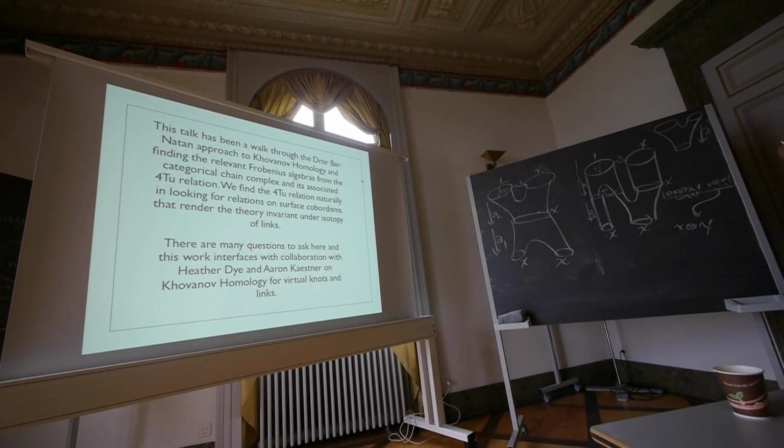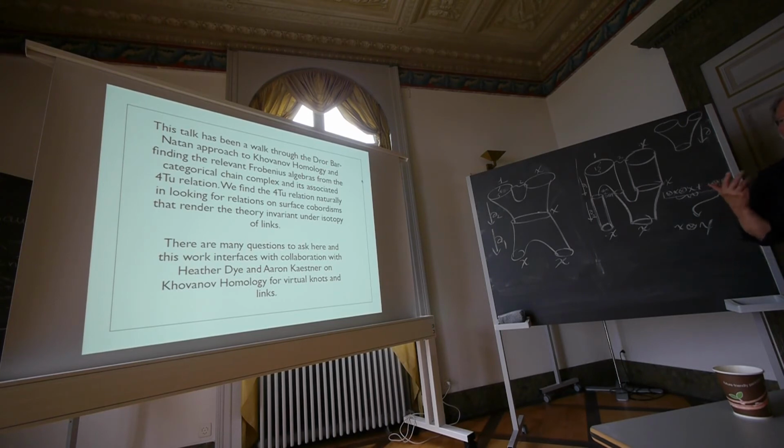So this talk has been a walk through Dror's approach to Khovanov homology and finding relevant Frobenius algebras via the 4T relations. But we've done it in a different order, so that you find the 4T relation naturally when you're looking for relations on surface cobordisms that would render the theory invariant. And of course, there are many questions to ask here.